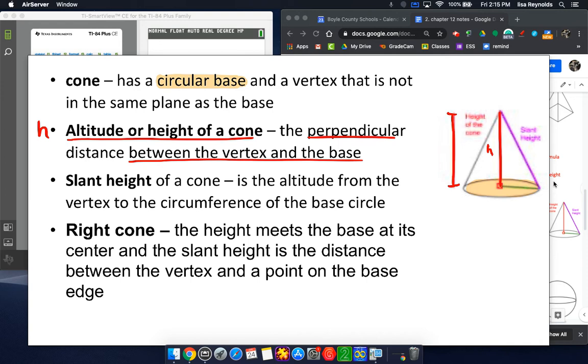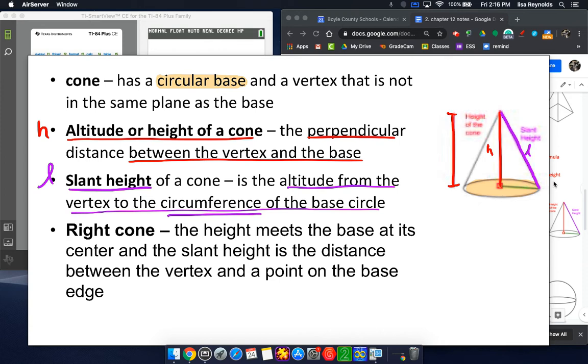Cones also have a slant height. This is the altitude from the vertex to the circumference of the base. So remember, the circumference is the outer edge. So this is the one that we use, the L. So this one goes down the outer edge. So from the vertex to the outer circumference of our base is our slant height, which is the L.